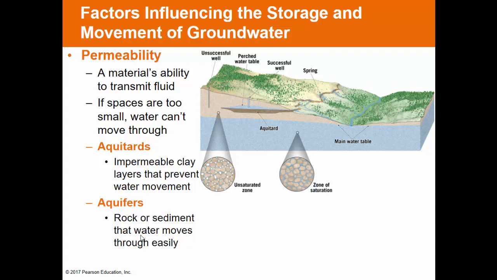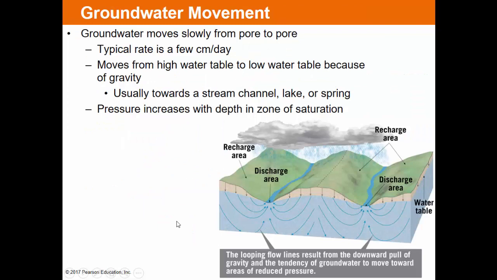So permeability is a material's ability to transmit fluid. How well does the fluid move through that material? If the spaces are too small, water can't move through. If the spaces aren't connected, water can't move through. So materials with very low permeability, again, are aquitards. And materials that have a tremendous amount of permeability, something you can actually get water out of, those are known as aquifers.